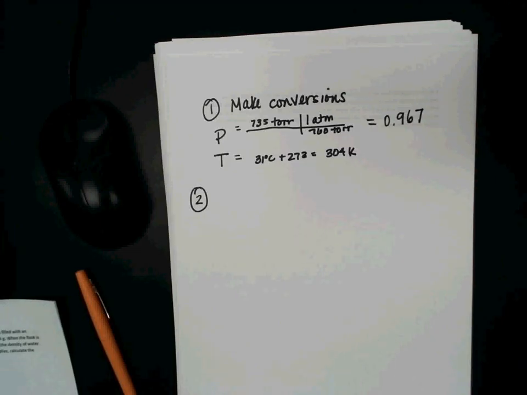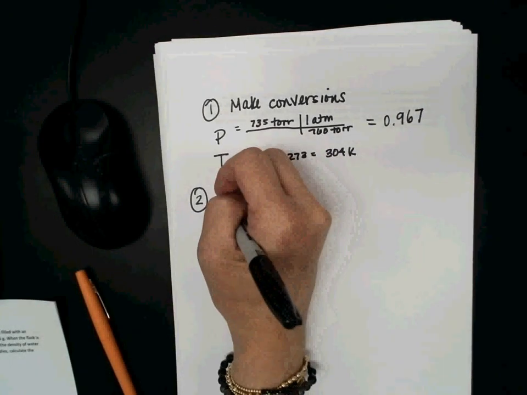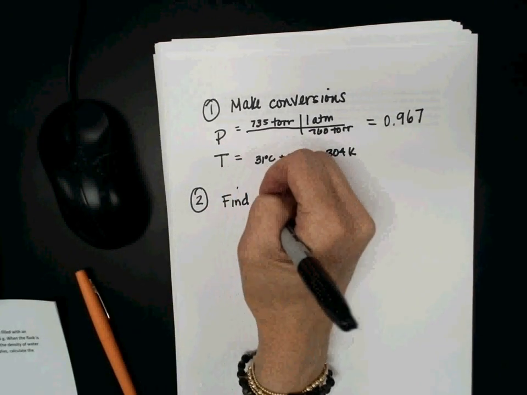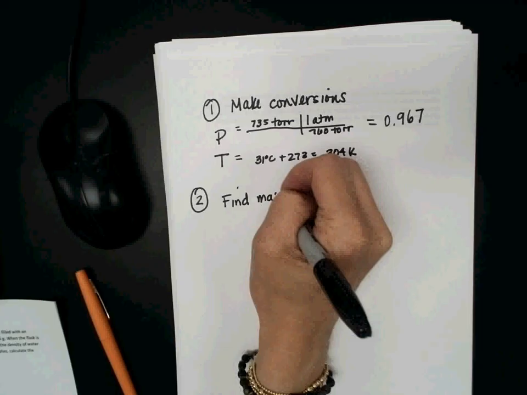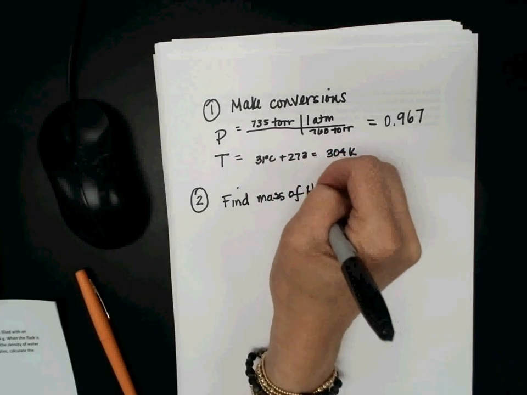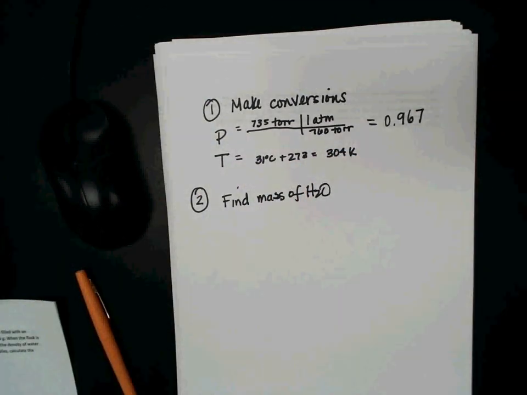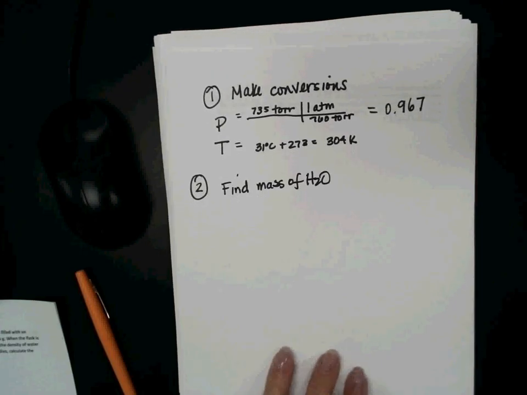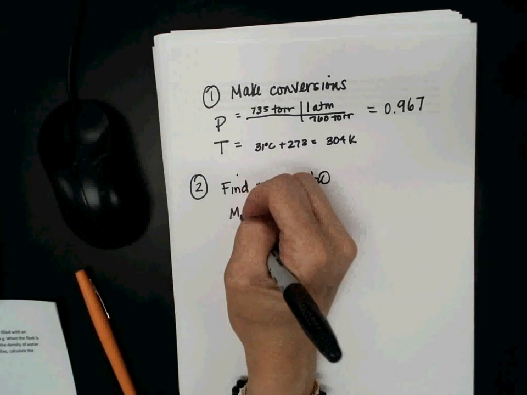So we're going to have to find several different things. And it makes sense to me because we have an empty flask and then we fill it with water, and we've got a couple different masses going on. I'm going to start by finding the mass of the water because I have to know that in order to find out some things about the gas. I can't find out how much gas I have if I don't know about the water.